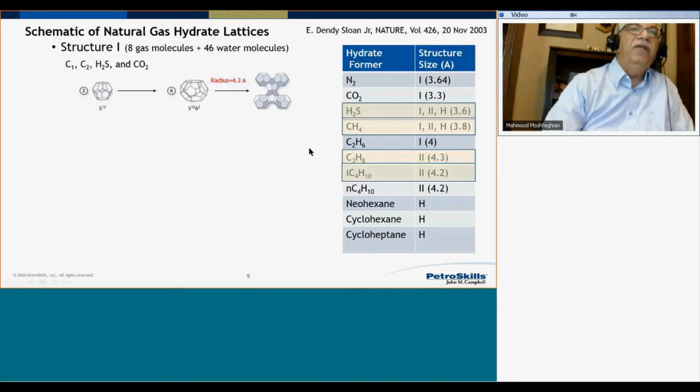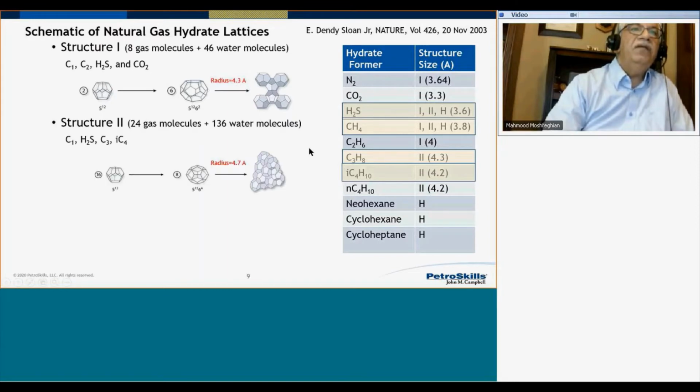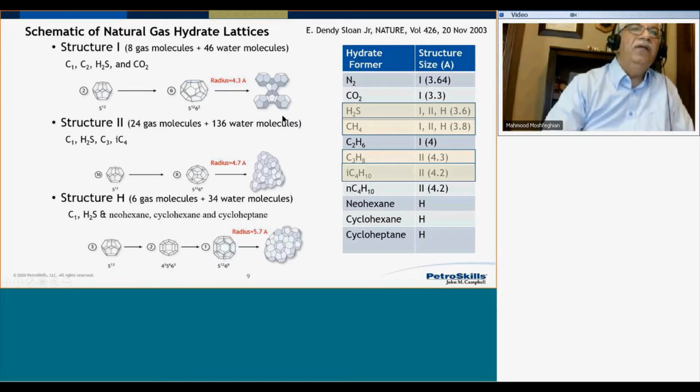So normally we have three types of structure: 1, 2, and 3. You see the lattice configuration for each of them, and also the size of the opening for each structure. You can see in the table on the right that components like nitrogen, CO2, H2S, methane, ethane can form hydrate structure 1, whereas bigger molecules like propane and IC4 form structure number 2.